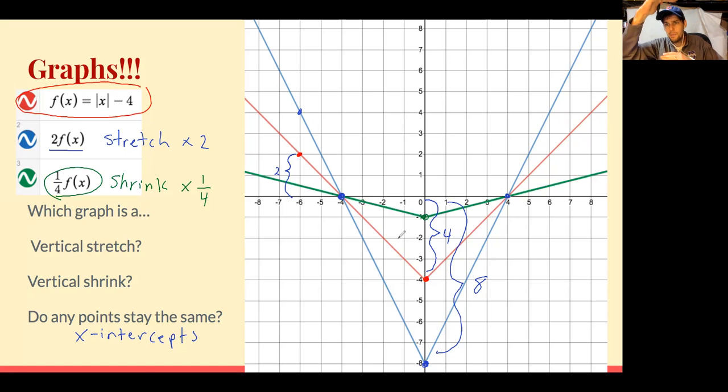Shrink is a little weird. It's more like kind of squashing down or scrunching, but that's the word we're going to be using, is a shrink. So again, it was 4 units away. Now it's 1/4 of that distance. It's 1 unit away.